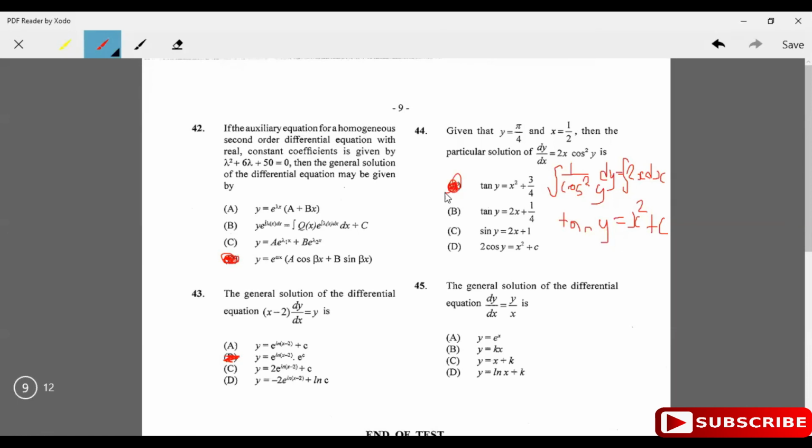Easy question. Now, they say when x equals a half and y equals pi by 4. I'm saying we don't need to, we can stop right here because you know that it's tan y equals x squared plus c. You don't need to find the constant c because there's only one option with tan y and x squared. Even if you find c, it's just going to be equal to 3/4. If you don't need to waste time, you don't need to.